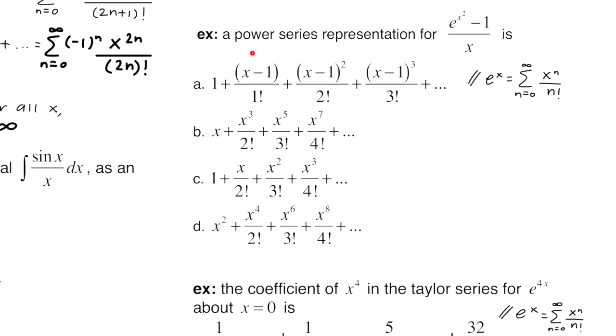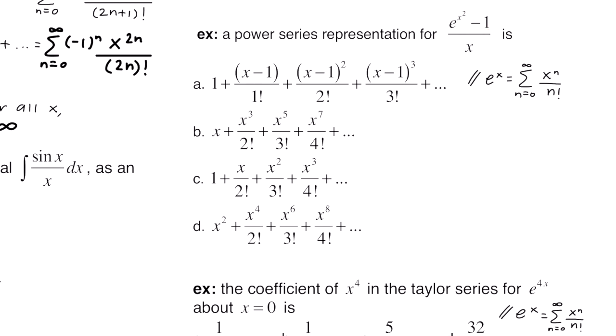This example says a power series representation for e to the x squared minus 1 all over x is, and we have our multiple choice options. So there's a couple of things going on here. First, we have the function where x squared has been plugged in for x. Then that function is being subtracted by 1 and divided by x.